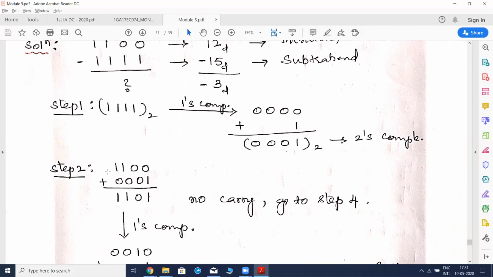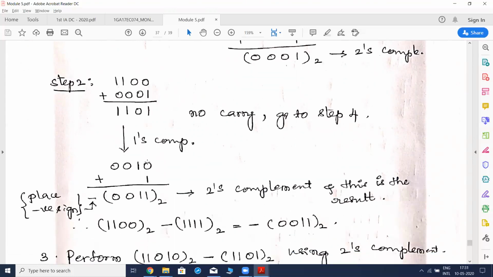Okay, now count the number of bits that we got in this step with that of the number of bits in the subtrahend as well as the minuend. So the number of bits are the same. So that means there is no carry. So we must execute step 4. So what is step 4? We must find the 2's complement. Okay, so in order to find the 2's complement, first take the 1's complement of it.